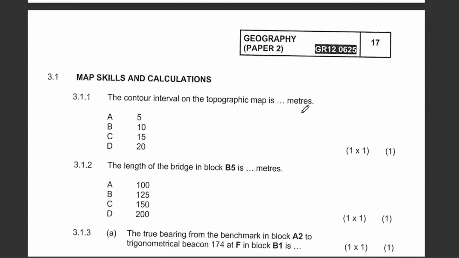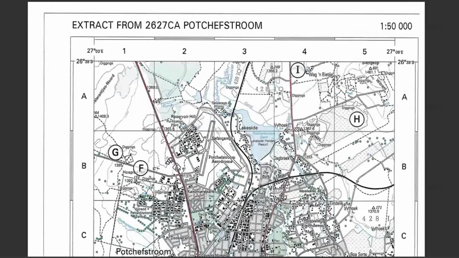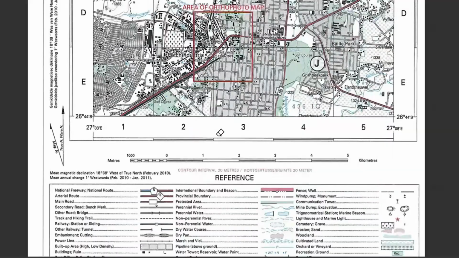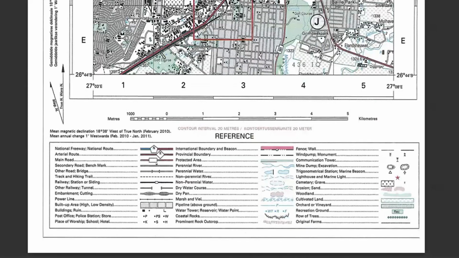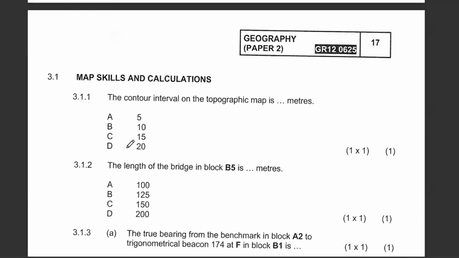The contour interval on the topographic map. This is an ordinary question and it does not change. The contour interval on the topographic map, you find it here at the bottom of the map. It's written contour interval 20 meters, and in Afrikaans, it's also presented here. That is where you find your information. And for each and every topographic map that we are going to use is the same. It's 20 meters for all the topographic maps that we are going to use in geography, and it's 5 meters for the orthophoto map. So our response is 20 meters.